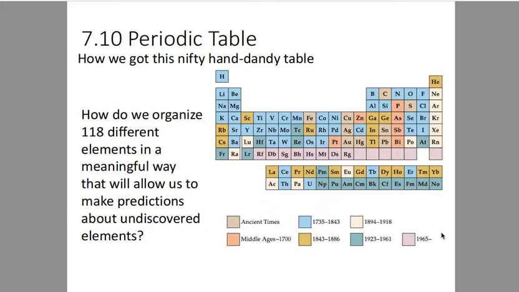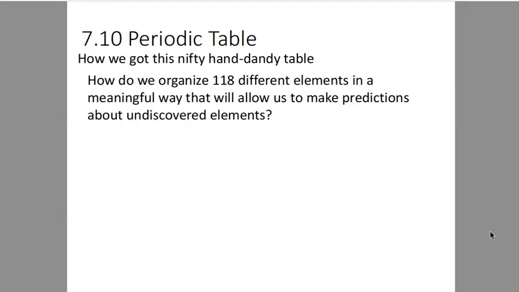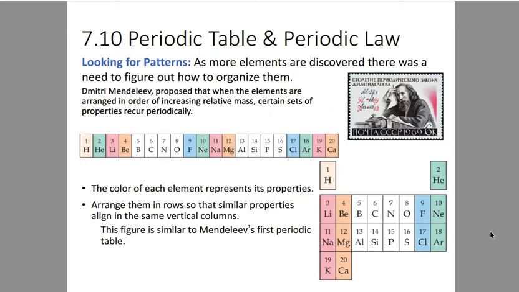So here is a rough breakdown of when we started identifying these different elements and putting them in their place within our more modern understanding of the periodic table. So how do we organize 118 different elements in a meaningful way that allows us to make predictions and allows us to maybe understand we haven't discovered an element or something might be missing in between?